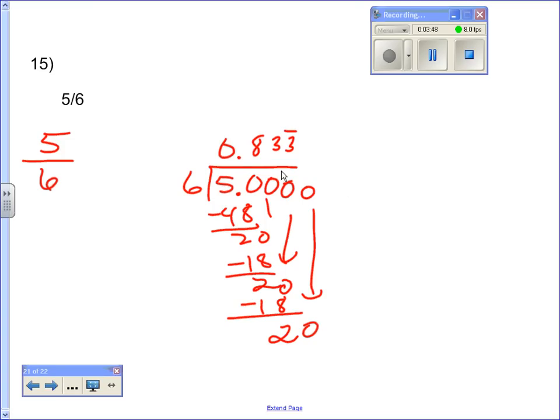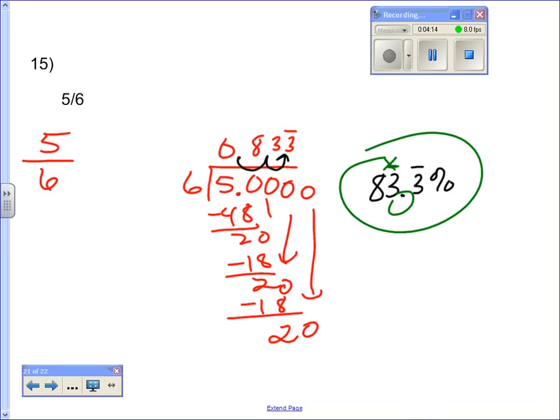So when we write this as a percent, all we do again is move our decimal over twice. So we get 83.3 with a line over it, percent. One thing you want to be careful of is you can never put that line before the decimal point. If you put it there, that's going to be wrong, because that would mean that this number was repeating forever, which would mean this was a whole number, and it's not. It's a decimal that's repeating forever. Okay, so percents can have a decimal in them, and that's okay.